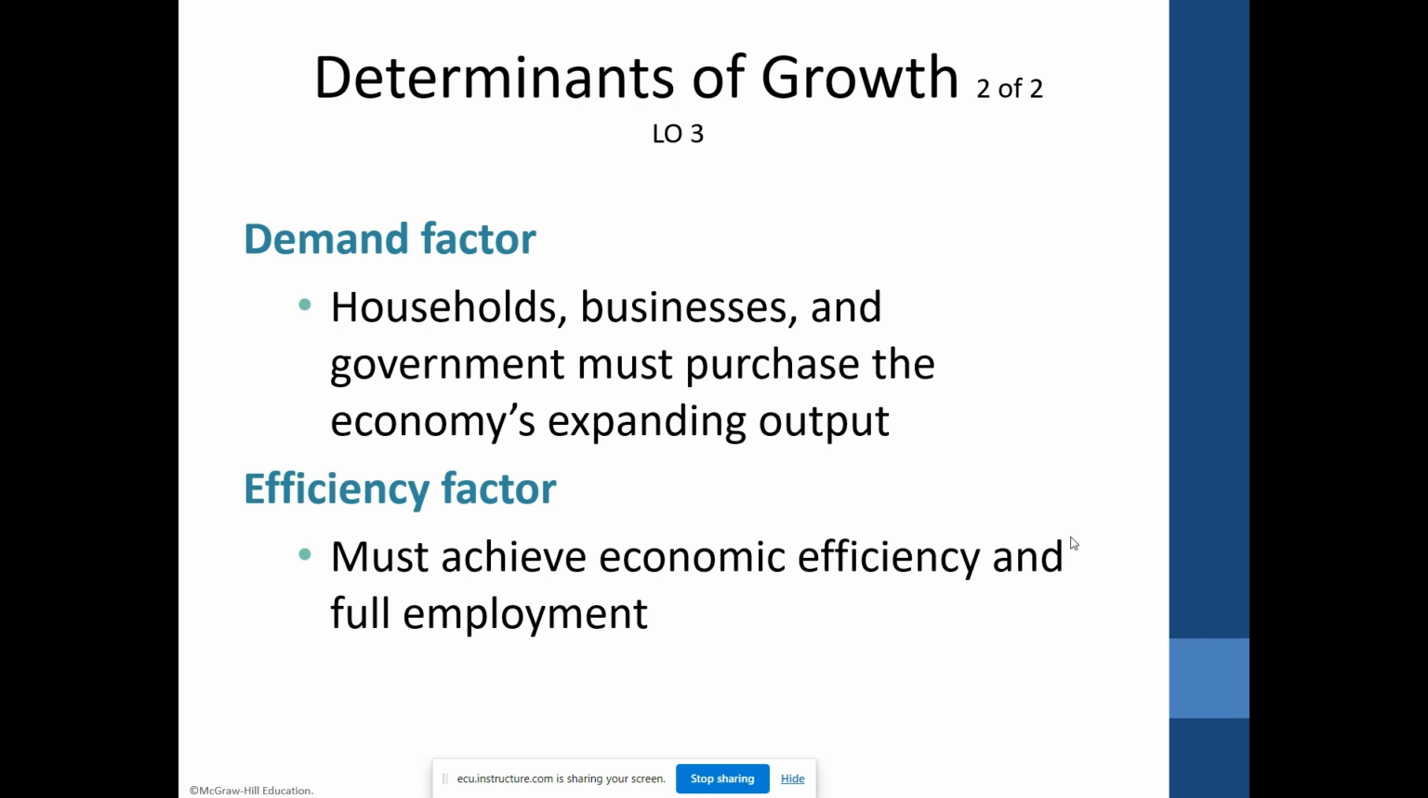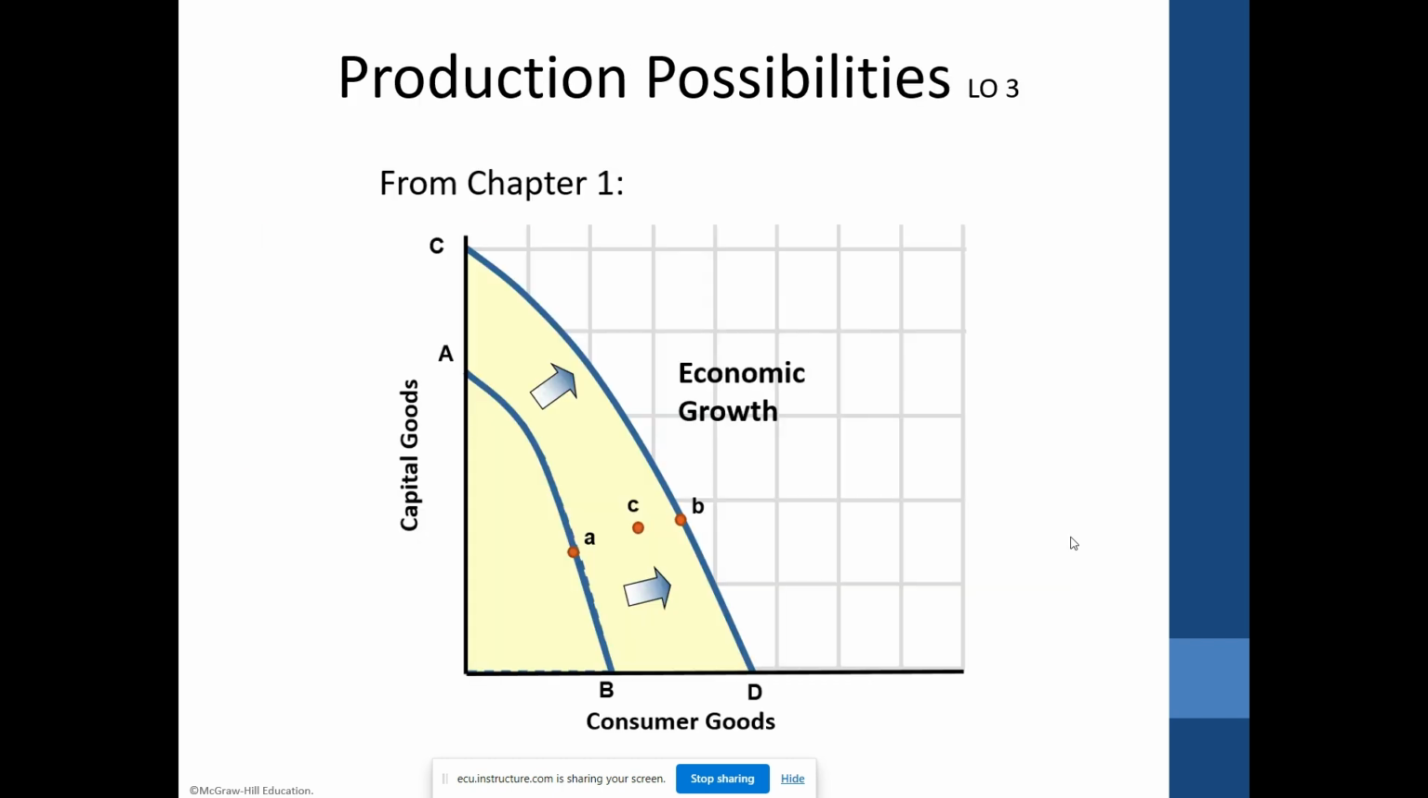The sixth factor, efficiency, involves the issue that the economy must achieve economic efficiency as well as full employment. It must use its resources in the least costly way to provide the specific mix of goods and services that maximizes people's well-being. This is the micro way of explaining the growth, expansion of production possibilities.